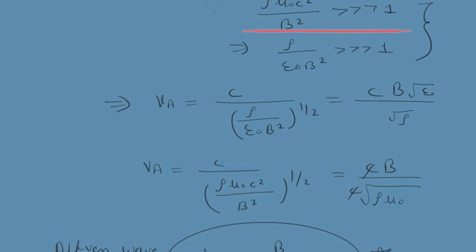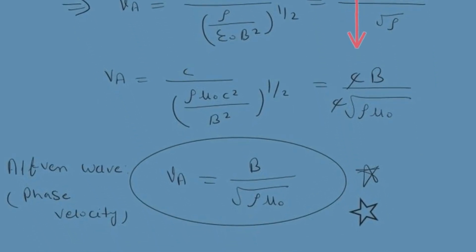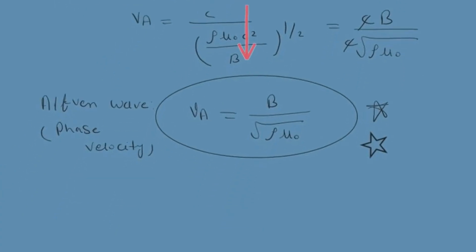In these environments, the mass energy of the fluid vastly outweighs the magnetic energy. Because the mass density is so high, the +1 in our denominator becomes irrelevant. This simplification allows the speed of light, c, to cancel out completely from the equation. That cancellation leaves us with the final equation for the wave speed.